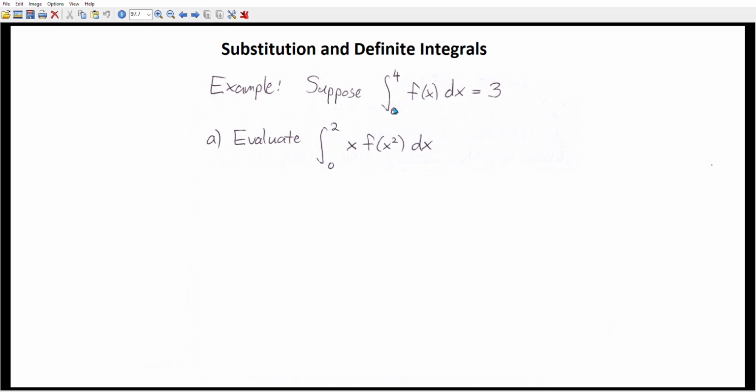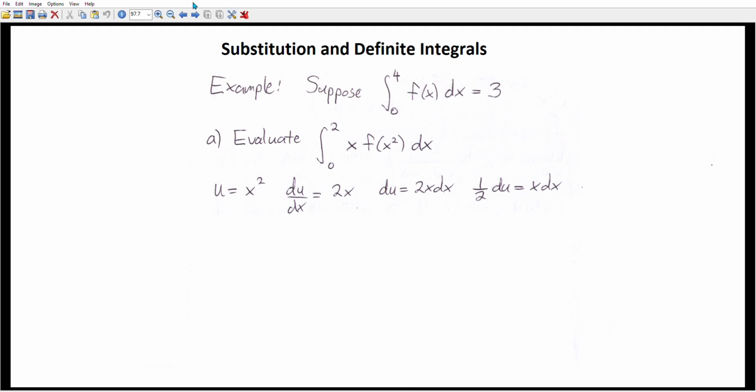So suppose we know somehow that the integral from 0 to 4 of f of x dx is 3. Let's evaluate some related integrals. The integral from 0 to 2 of x f of x squared dx. Now, we're going to transform this integral into something that looks like this integral. The substitution we're going to make is u equals x squared. du dx is going to be 2x. And du is 2x dx. We notice that x dx is in the integral, so 1/2 du is x dx.